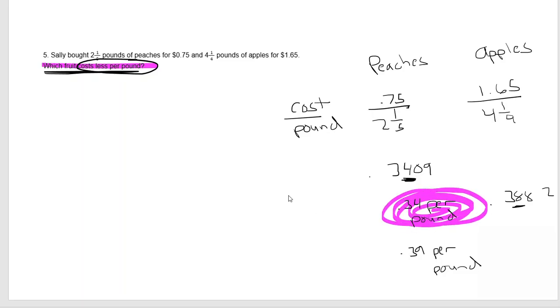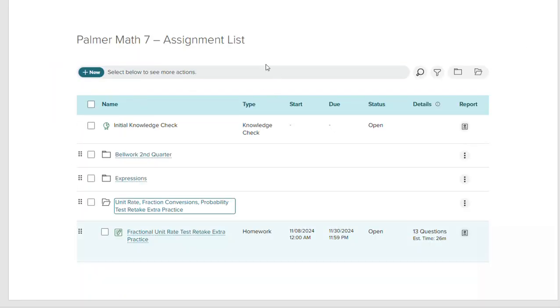The peaches cost less. Okay, now what I need you to do is, in order to do a retake of this test, you're going to go to ALEX, and in your ALEX, it says unit rate, fraction conversions, probability, test retake. These are all of your test retake extra practices. The one that I need you to do to retake this test is the fractional unit rate test retake extra practice. You can come in before school, you can come in after school, you can be requested for den time. I'm happy to help you during any of those times.